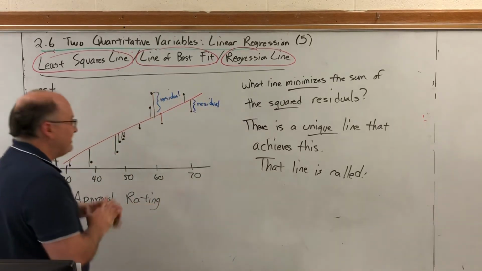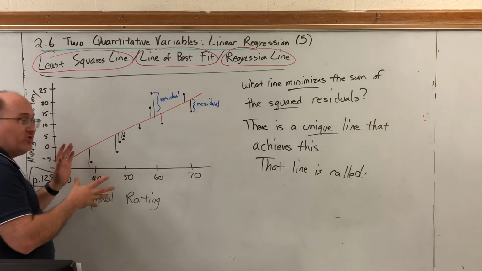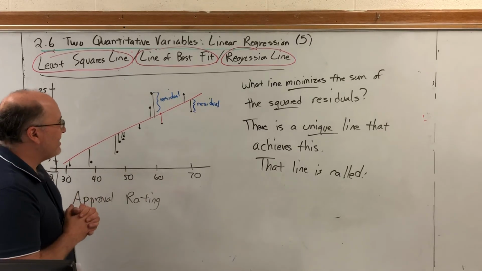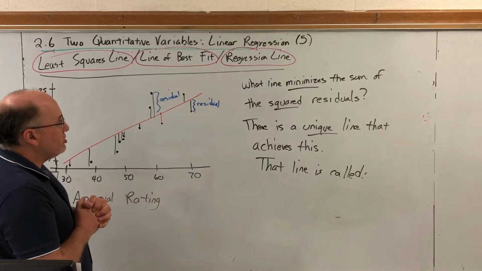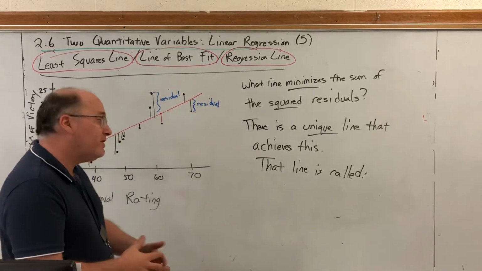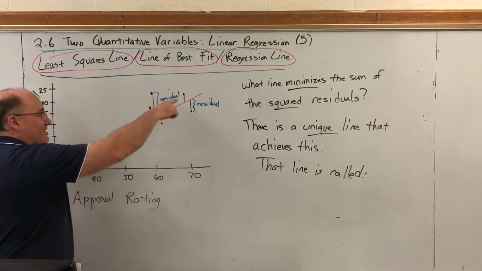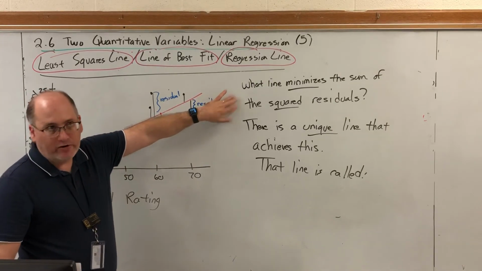There is a way to take Microsoft Excel and come up with the equation of a line of best fit for points in the scatter plot. I'll try to make another video that shows you how to do that. But for now, you can assume that you will be given the equation of the line of best fit. Just remember that what it accomplishes is it is the unique line that will minimize the sum of the squared residuals.